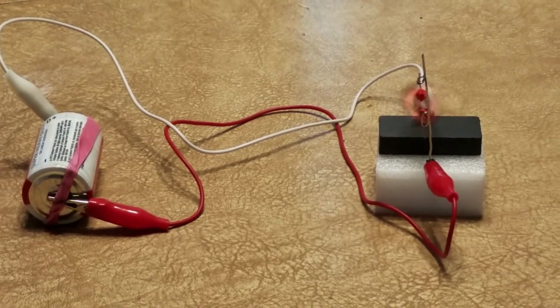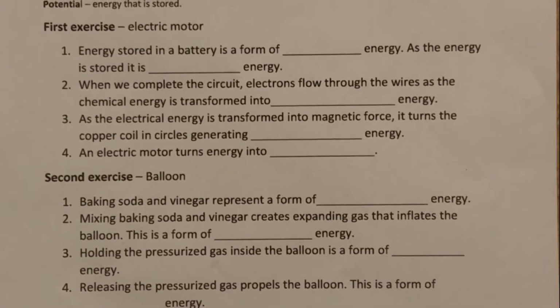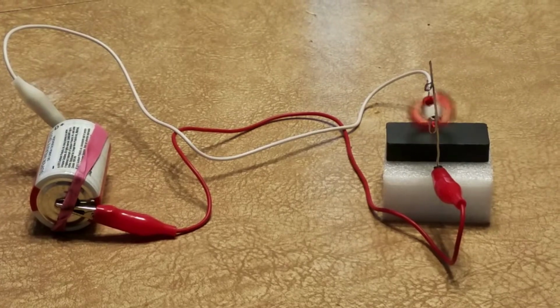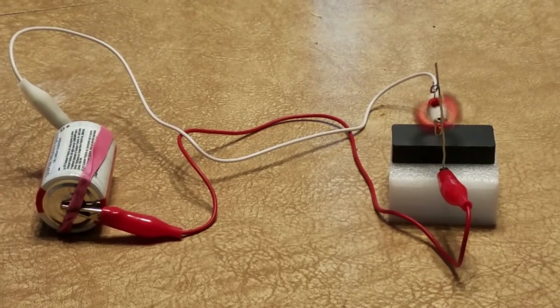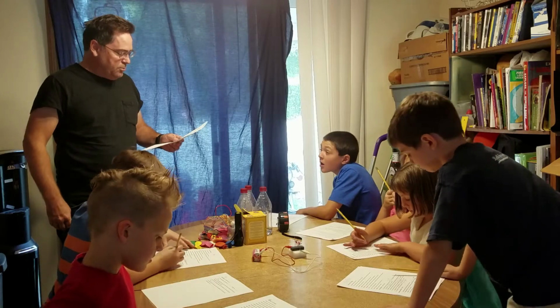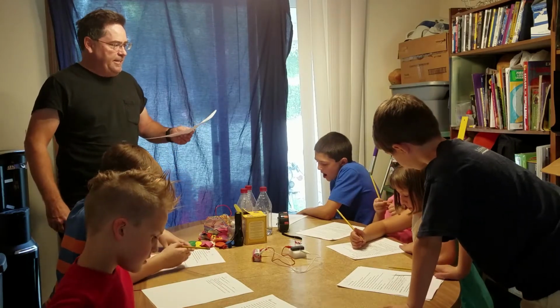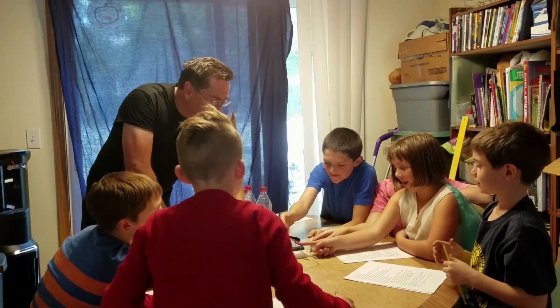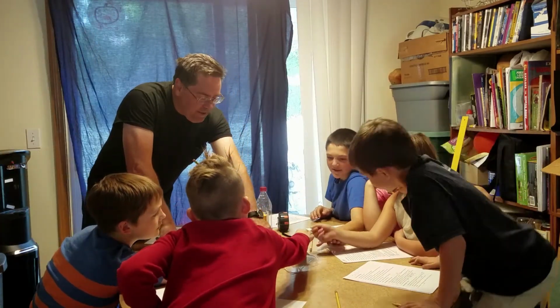Energy stored in a battery is a form of blank energy. Chemical. Okay, as the electrical energy is transformed into magnetic force, it turns the copper coil in circles, generating an electric motor. Turns energy into work. Yep. First exercise done. You broke the circuit, so what happened? It stopped. Okay.